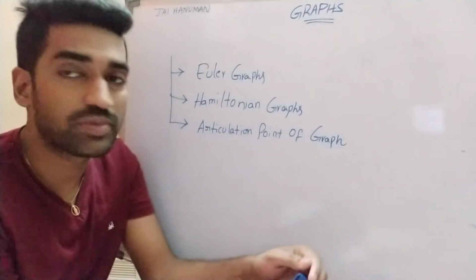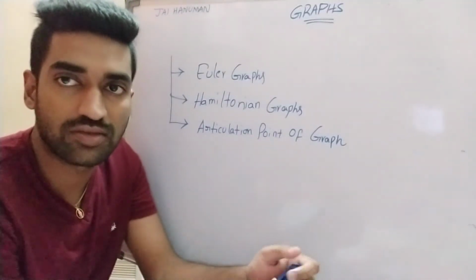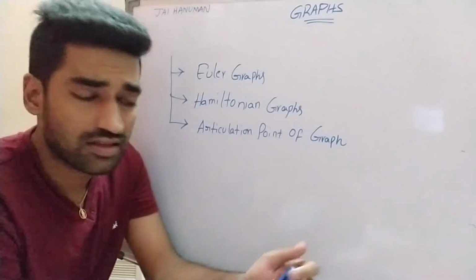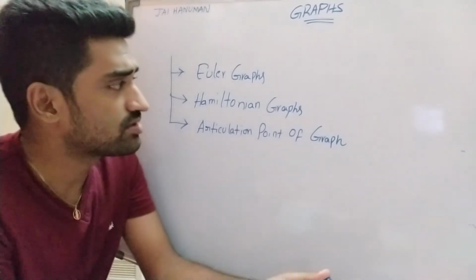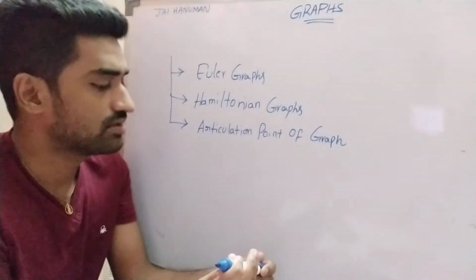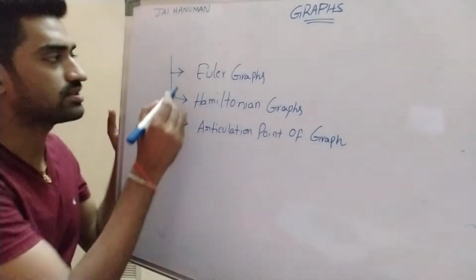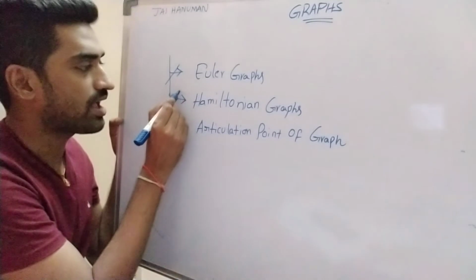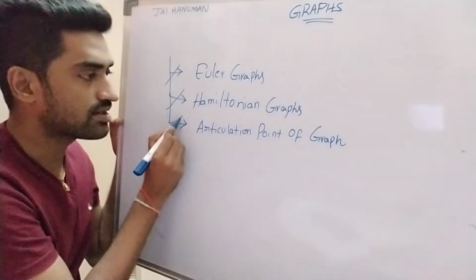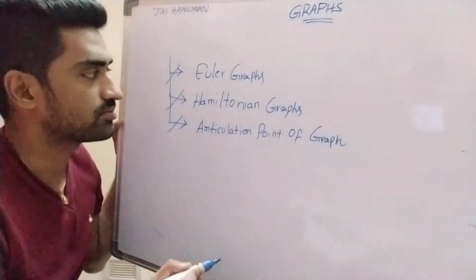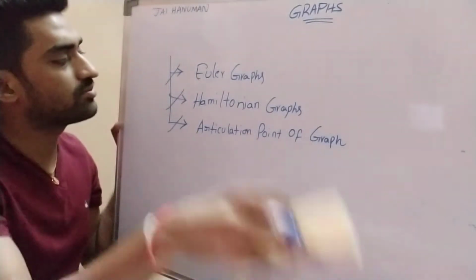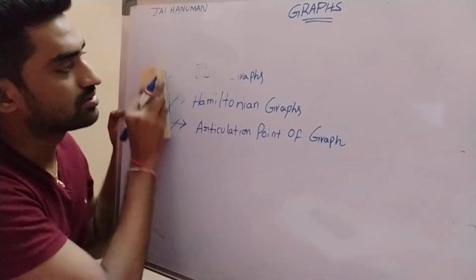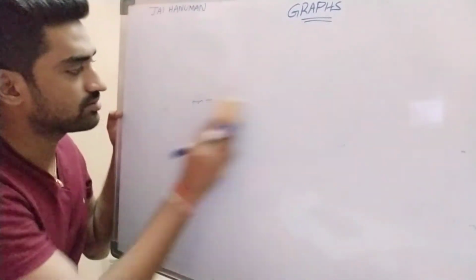Yes, hi friends. In the previous session, we already discussed minimum cost spanning trees, right? For that purpose, we used Kruskal's algorithm and Prim's algorithm. So in this session, we are mainly concentrating on some more graphs, that is Euler graphs, Hamiltonian graphs, and articulation points of a graph, right? We will discuss them one by one. First of all, we are discussing Euler graphs.